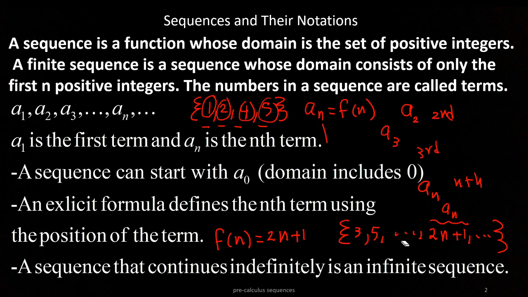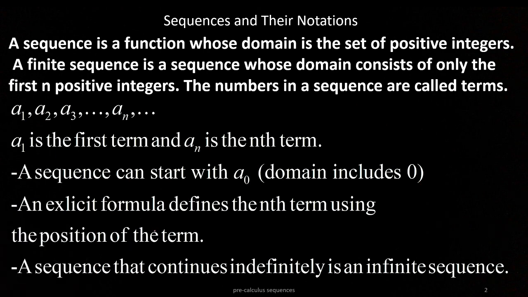And so forth. So this is actually an infinite sequence. If we stop at a certain n, then that's a finite one. So the explicit formula defines the nth term using the position of the term in the sequence. So if you want to know the second term, you have to put 2 for n. A sequence can continue, of course, forever, and that's an infinite sequence. All right, so let me clean up this mess here and move on.